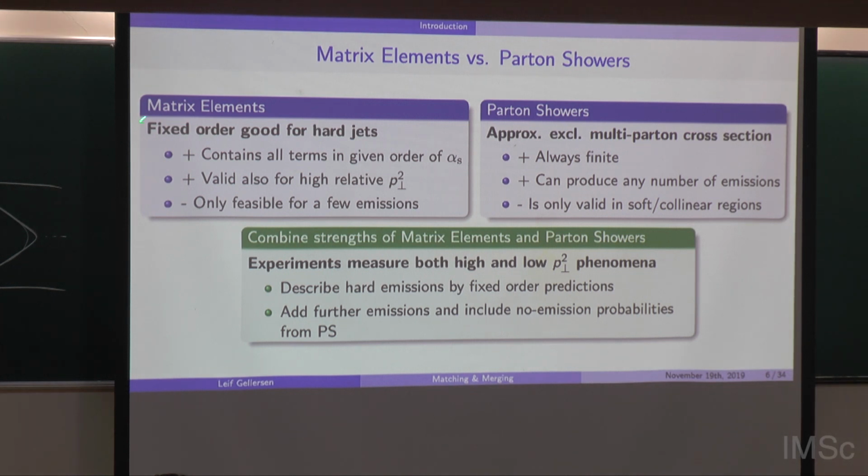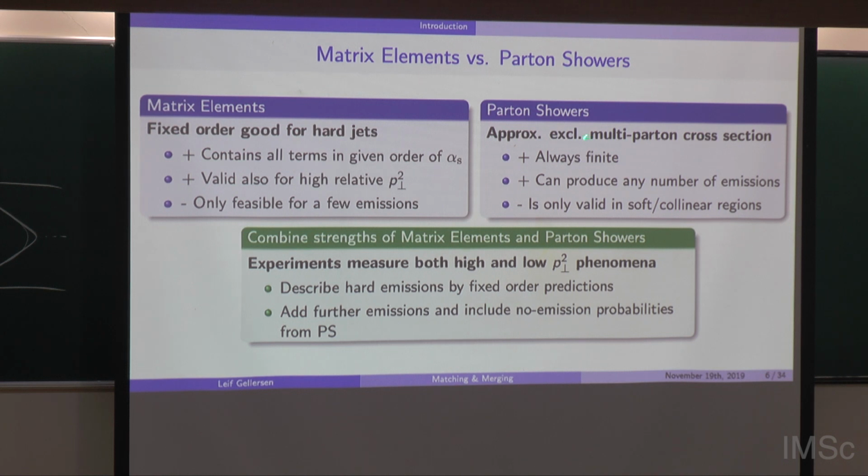So, a slight comparison of the benefits and drawbacks of matrix element calculations and Parton showers. Matrix elements are fixed order expressions. So to a fixed order of alpha s, they have all the logarithmic contributions you could think of. There's no soft or collinear approximation for matrix elements, and they are good to describe hard jets due to the fact that they don't make this assumption. So they are good for emissions at high relative PT. But you can sadly only do matrix element calculations for a few emissions, because it's getting too complicated and computationally expensive.